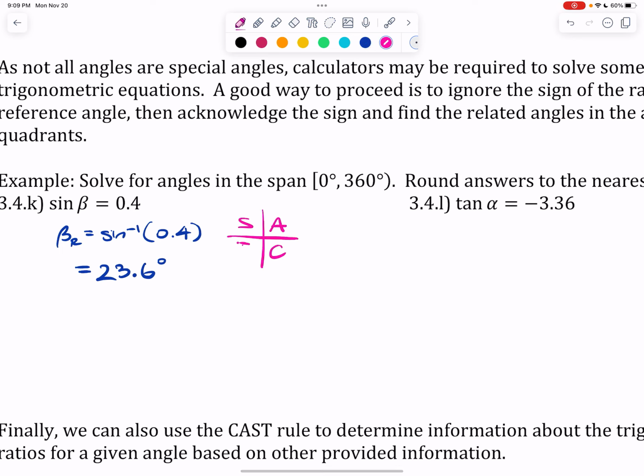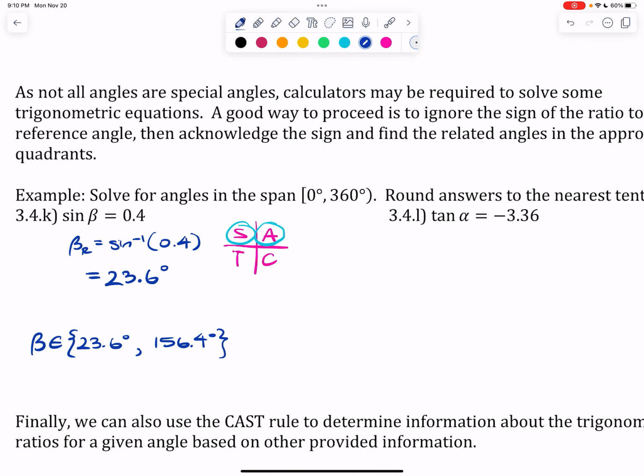According to the CAST rule, I must be in quadrants 1 and 2 because this ratio, 0.4, is positive. So this beta could be 23.6 degrees. That's in quadrant 1. And in quadrant 2, it has to be 23.6 less than 180. I'm getting 156.4 degrees.